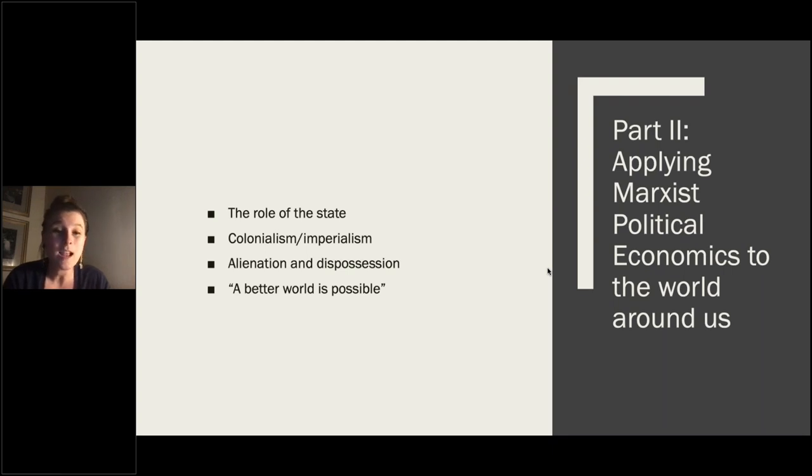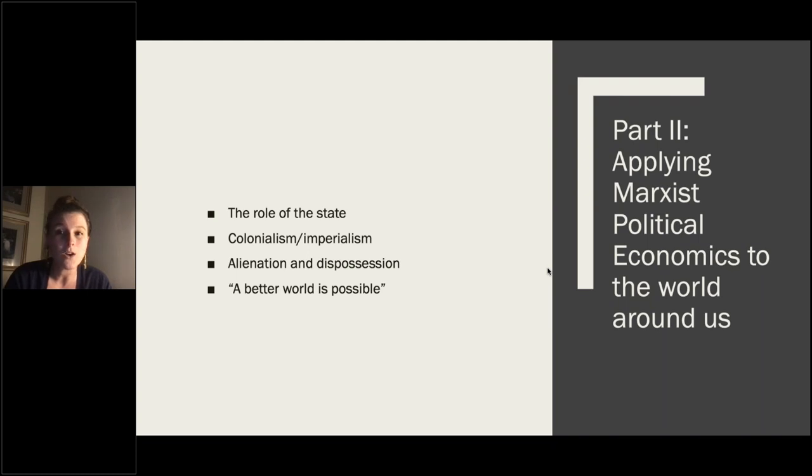So I think that next time we speak, we will be talking about the role of the state, right? Because that is clearly an extremely important part of Marxist political economy. Ideas about colonialism and imperialism, where did these things come from? How is it that they sustain capitalism? How is it that they expand capitalism? Ideas about alienation and dispossession, right?